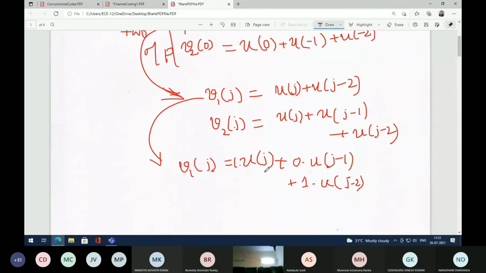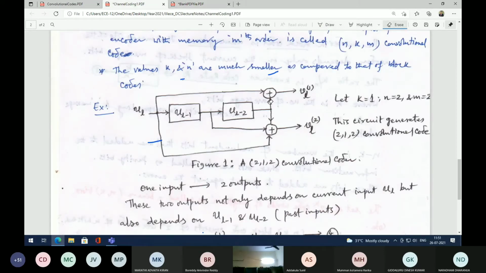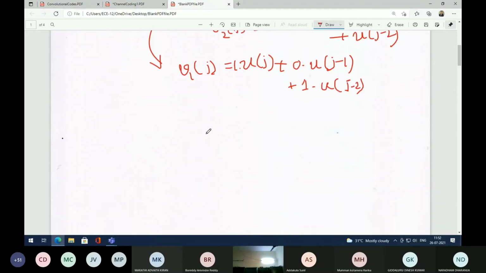This can be written as, see here the J minus 1 term is missing, because here I am taking the output of the second shift register and then the first input to this. So U of L minus 2. Okay. Since the second one is missing, I am writing it with 0 multiplied by U of J minus 1.